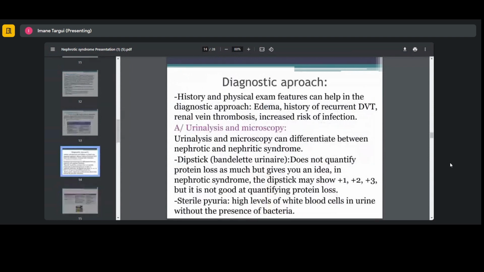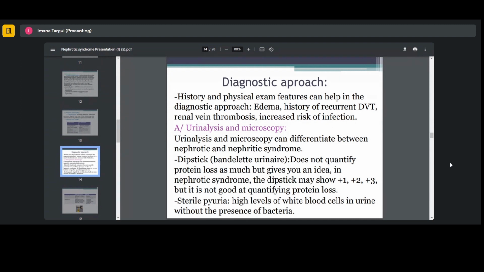For diagnosis, history and physical exam features can help in the diagnostic approach: edema, history of recurrent deep venous thrombosis, renal vein thrombosis, and increased risk of infection. When we have a patient, we can ask them some questions: if they have the same pathology in their family, if in the last days or last week they complain of edema, if they have a history of renal vein thrombosis, or if they have a high risk of infection.